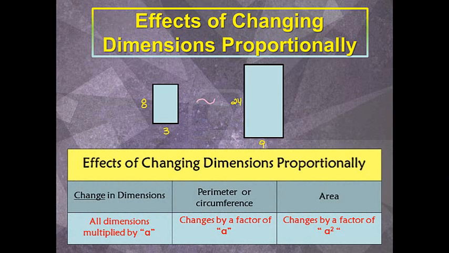When we affect the change of the dimensions proportionally, whatever that change is, and here we're calling it A, the change of the perimeter or circumference will be by the same amount, but the change in area will be by that change squared. Let's do one more example like that.